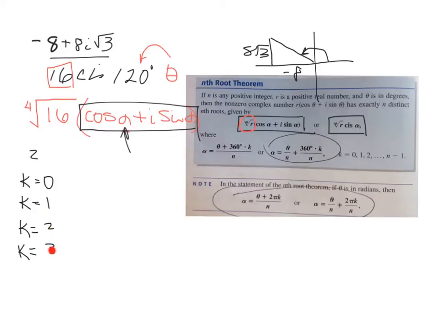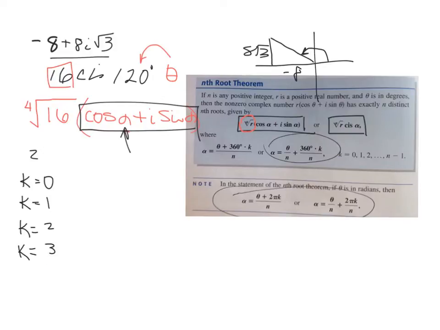If I was looking for the 6th root, it would be 0, 1, 2, 3, 4, 5. If I was looking for the square root, it would be 0 and 1. Okay? So because there's 4 answers, start at 0, 1, 2, 3. And that's what is going to go in this formula right here in order for me to find alpha. So I'm going to do this formula 4 different times.